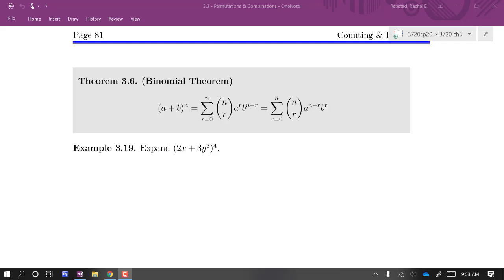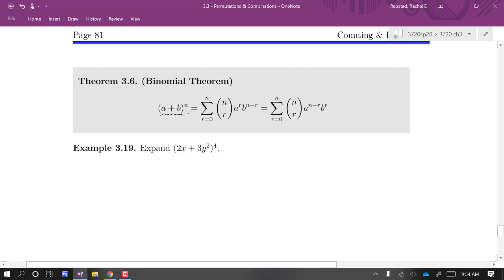So we're finishing up this coverage of this section on permutations and combinations with the binomial theorem, which tells us how we can expand a binomial raised to a power. This is an algebraic operation we've done for a long time, back in algebra or pre-calculus. And this just sort of tells us the pattern of how we get those coefficients.